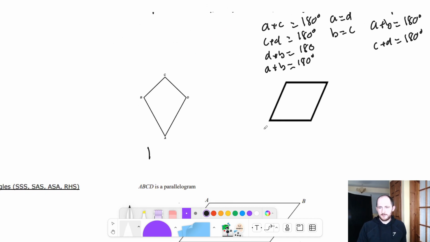This is just a kite. The key thing here is that it's completely symmetrical down the middle, which means these sides are equal and these sides are equal in length. They're obviously not parallel, but it also means that these angles are equal to each other as well.